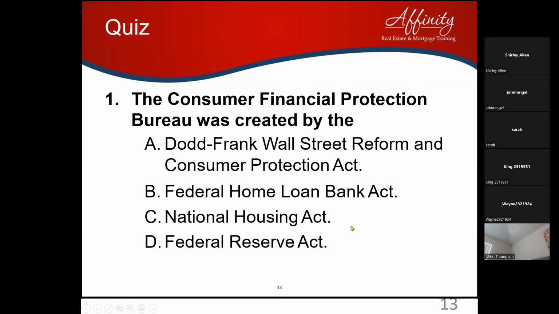Question number 1 here is, the Consumer Financial Protection Bureau was created by A, Dodd-Frank Wall Street Reform and Consumer Protection Act, B, Federal Home Loan Bank Act, C, National Housing Act, and D, Federal Reserve. I see a couple of people that are posting in the chat.